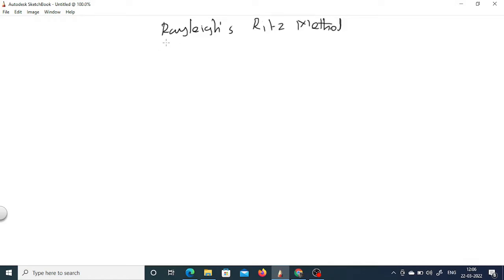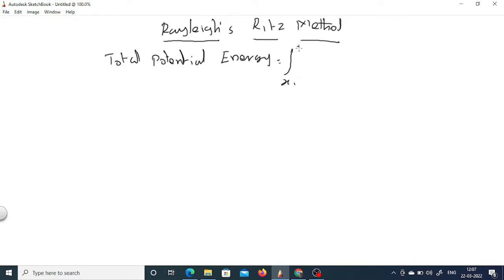Good day. Today we will discuss Rayleigh-Ritz method parameter selection. In this, we should identify the total potential energy. The total potential energy can be identified from the parameters, integral from x1 to x2 of f of y, y dash, y double dash into dx.